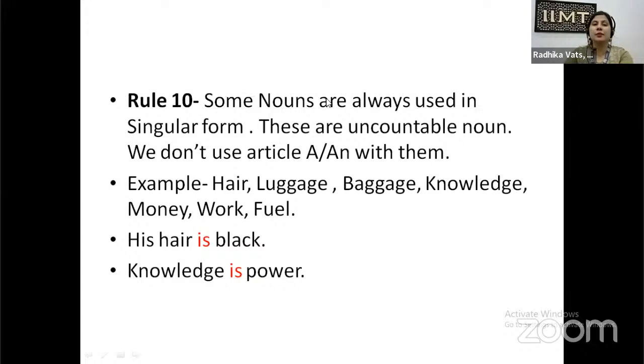And the last one is: some nouns are always used in the singular form. These are uncountable nouns. We don't use a or an with them. We earlier talked about uncountable nouns. Uncountable nouns are those nouns which cannot be counted, right? And we do not use a and an in front of them. Examples are in front of you: hair, luggage, baggage, knowledge, money, work, and fuel. All these words are always written like this. We do not use s. We do not say hairs. Hairs is wrong. Knowledge, it's wrong. Monies, it's wrong. We always say money. So they are never written with s or es. So we have to use a singular verb with them. Done.